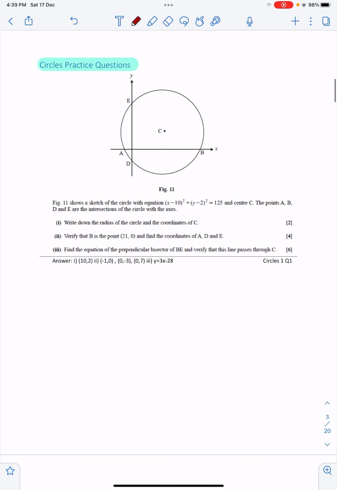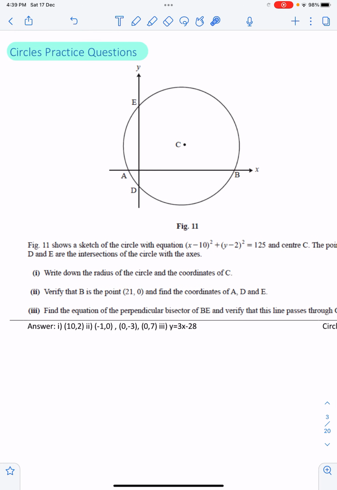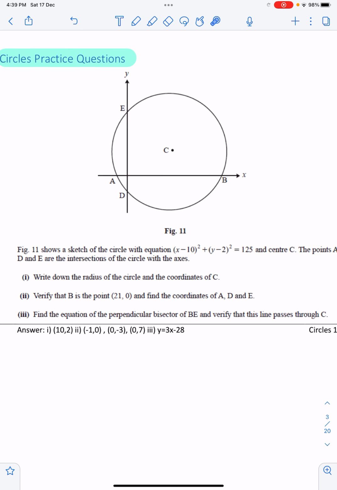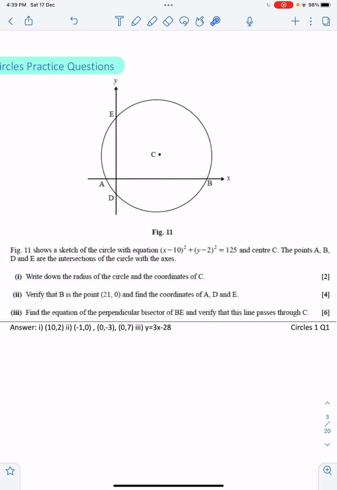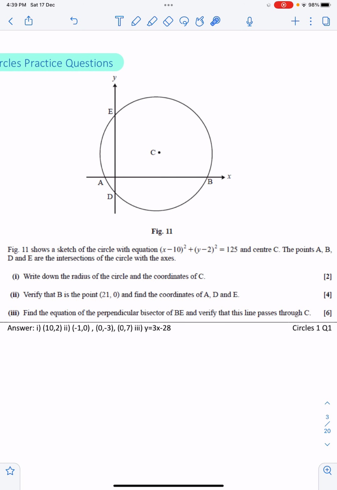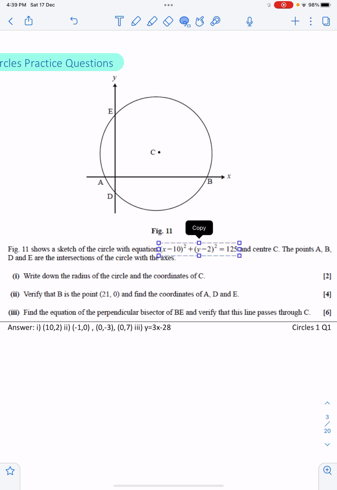Starting with the first question, it says figure 11 shows a sketch of the circle with the equation given and center C. The points A, B, D and E are the intersections of the circle with the axes. Write down the radius of the circle and the coordinates of C. Okay, with the help of this equation, let me quickly copy this.